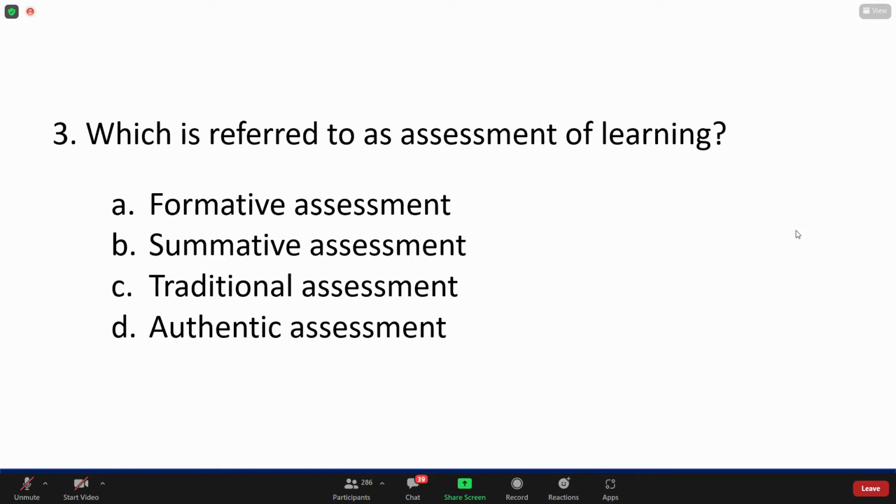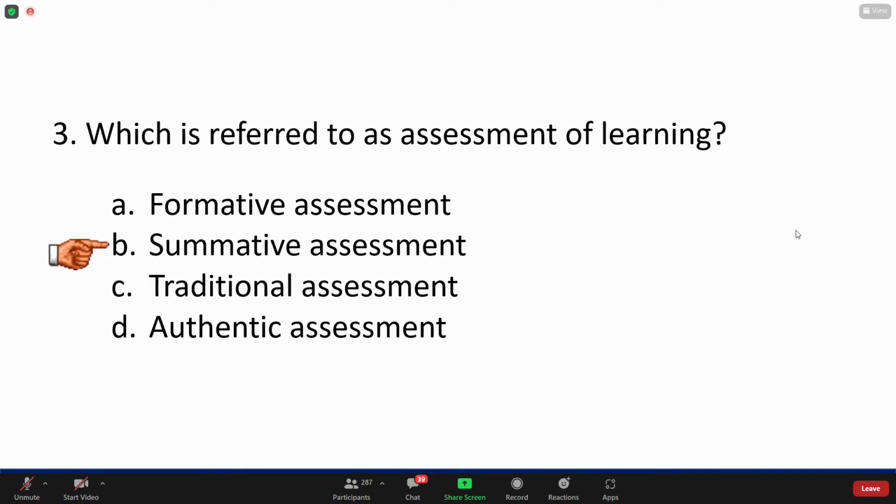Miss Cas. Number 3, which is referred to as assessment of learning. Answer, please. Your answer will be letter B. What's your answer? Read first po. Letter B is summative assessment. Okay, so correct.